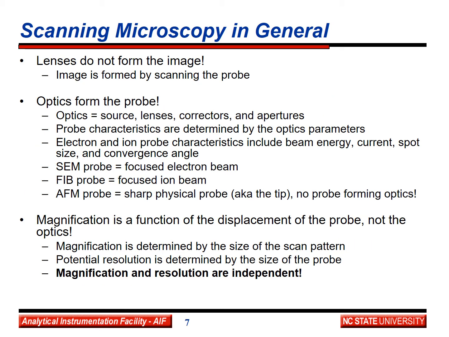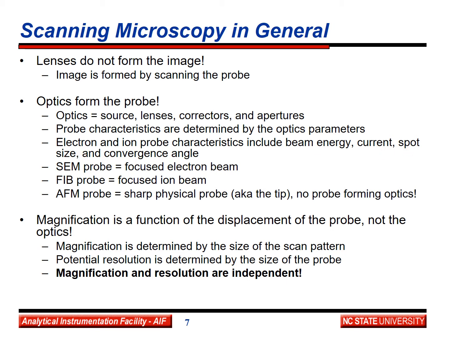In general, with a scanning microscope, the lenses do not form the image. The image is formed by scanning the probe over the sample. The optics form the probe. The optics include the source, the lenses, any correctors in the system, and any apertures that are in the system. The probe characteristics are determined by the parameters for the optics. Electron and ion probe characteristics include beam energy, current, spot size, and convergence angle.